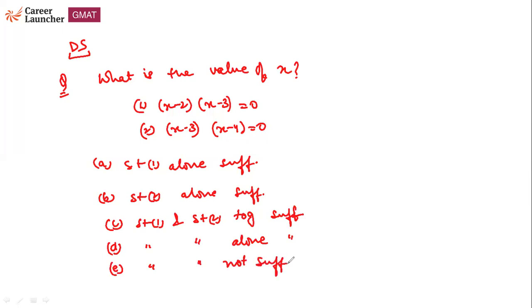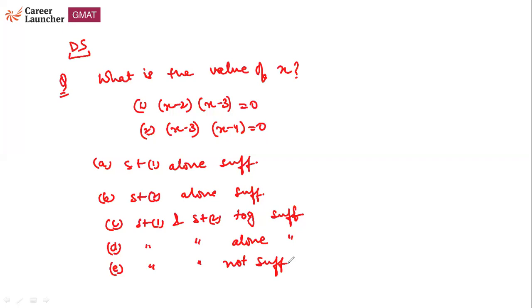Okay, the question is, what is the value of x? First statement, (x − 2)(x − 3) = 0. Second statement, (x − 3)(x − 4) = 0. Option A, statement 1 alone is sufficient, but not 2. Option B, statement 2 alone is sufficient, but not 1.